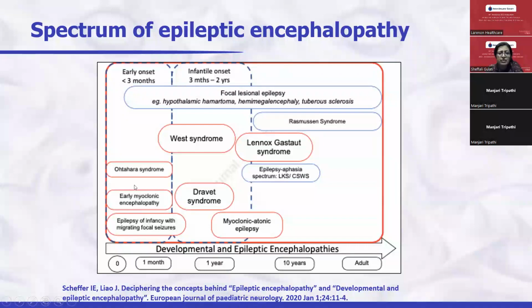So initially you have the less than 3 months onset: you have the Ohtahara, EME, and epilepsy of infancy with migrating focal seizures. And I will mention how the new nomenclature has come for Ohtahara and EME. Then infantile onset from 3 months to 2 years: classically you start with West syndrome, you have Dravet, and West syndrome going on to be LGS, and then you also have the LKS CSWS pattern which can be seen.